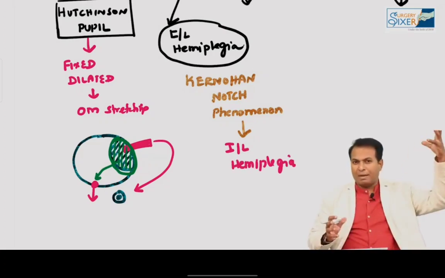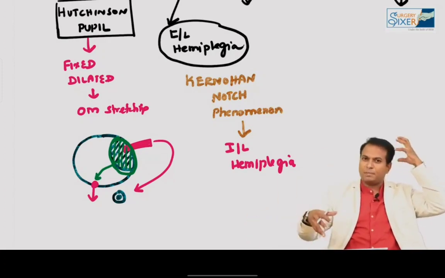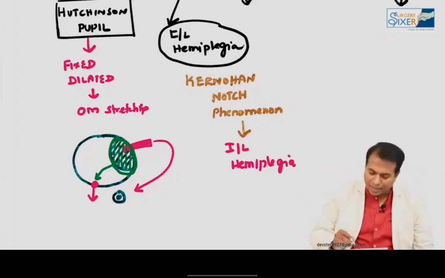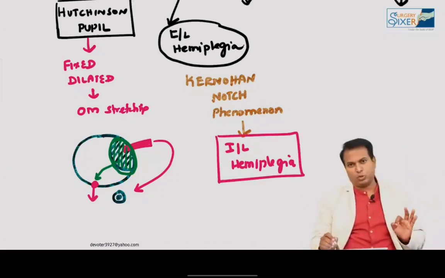Kernohan-Notch phenomenon is: I am having a hematoma here, I should have hemiplegia on the right side. But in this patient, the hematoma is so big that it is compressing the opposite side pyramidal tract and I am having hemiplegia on this side itself. This is known as Kernohan-Notch phenomenon. So you should observe for hemiplegia.